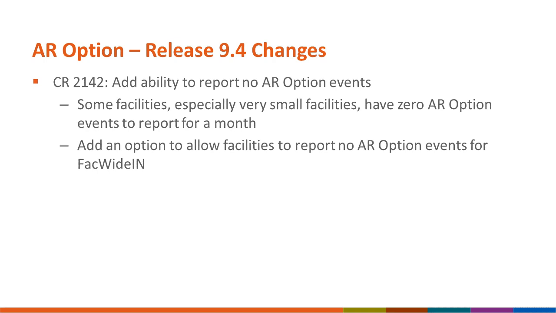Next, CR 2142 adds the ability to report no AR option events. So you're probably very familiar with the ability to report no events for the other HAI types. We're adding this to the AR option in the 9.4 release. So since some facilities, especially very small facilities, often have 0 AR option events to report for a given month, this will allow them to clear that missing data alert.